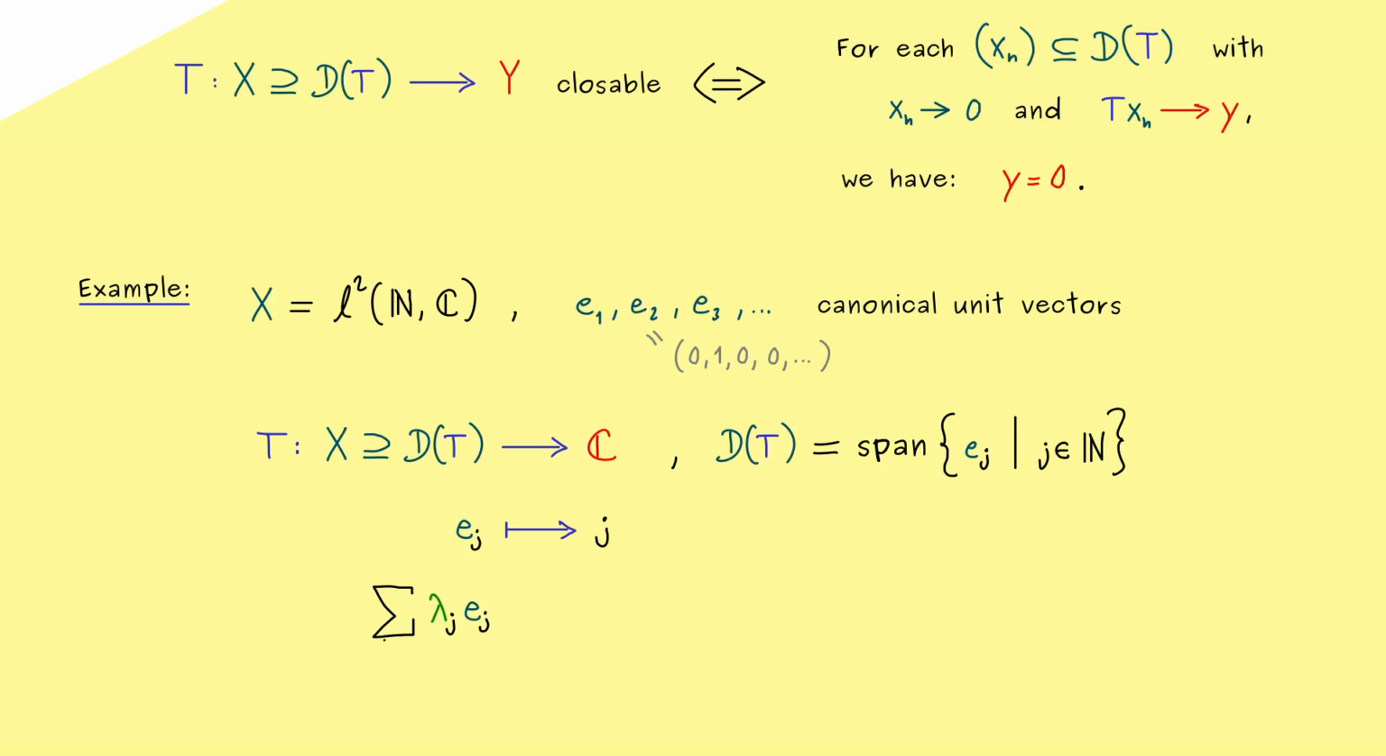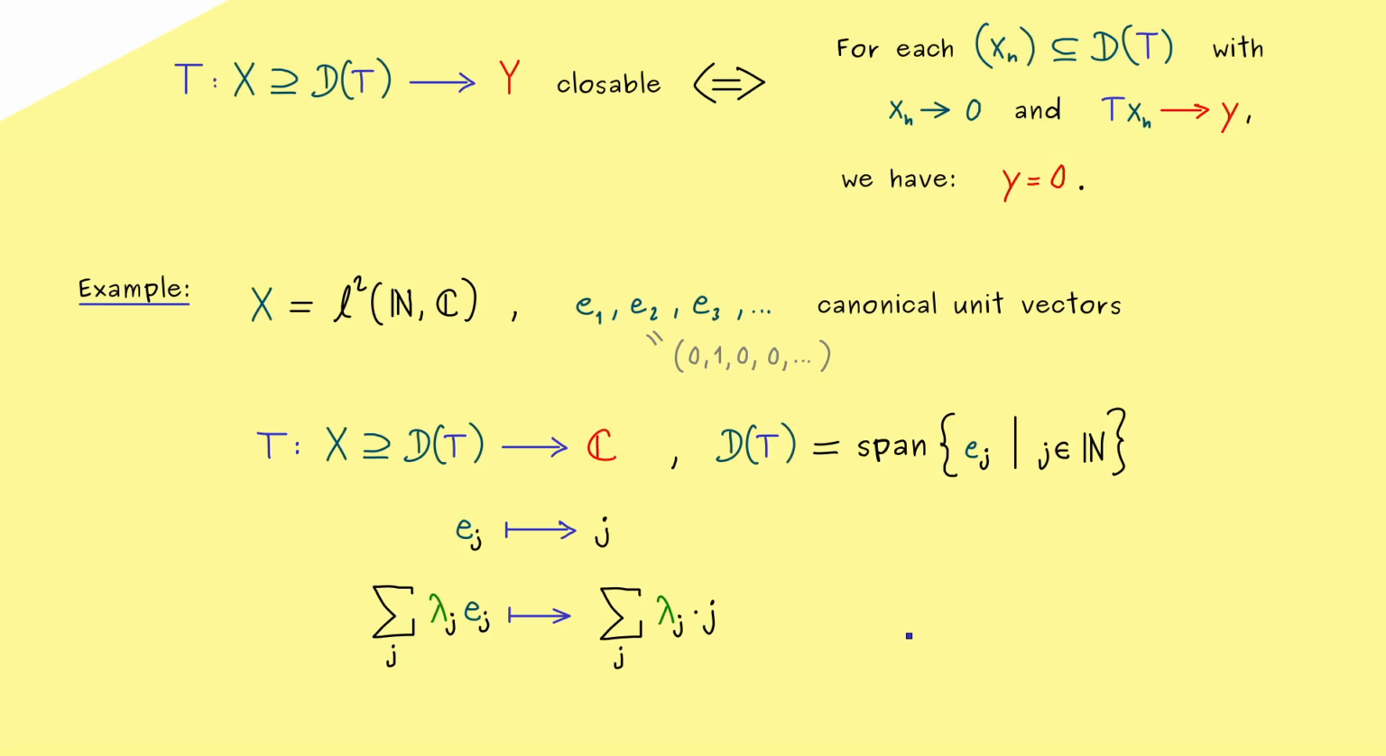So let's say we have a finite linear combination, the sum of lambda_j times e_j. So please note, this here is always a finite sum, because this is what the span means. It means the set of the finite linear combinations of these vectors. And therefore the mapping here is totally clear, we just add up lambda_j times j. This gives us a complex number, which is the output of T.